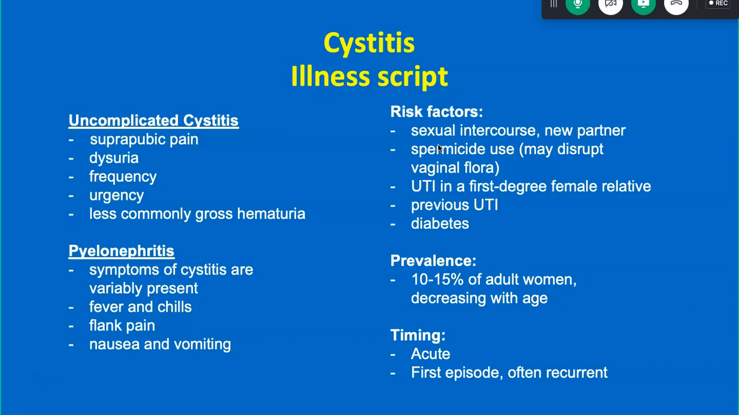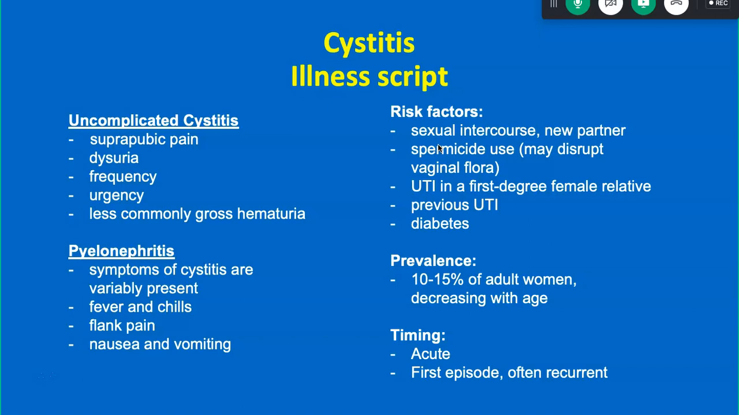It can progress to pyelonephritis, infection of the kidneys, where it's kind of plus or minus having those cystitis symptoms, but you're going to have fever and chills, flank pain, nausea, and vomiting. It's a pretty significant illness. These patients are going to be sick, and many of them are hospitalized for treatment. Risk factors for cystitis include sexual intercourse or having new partners.